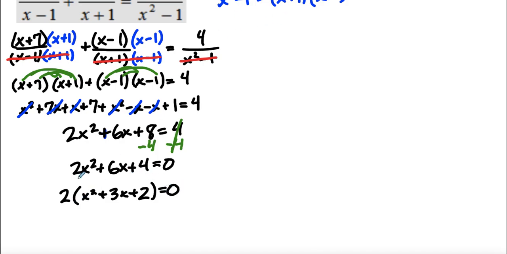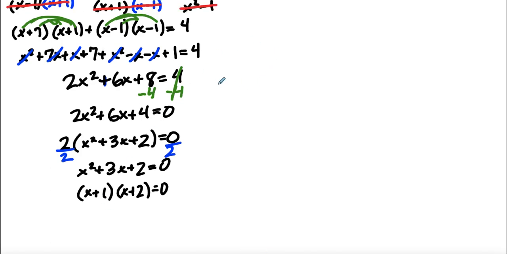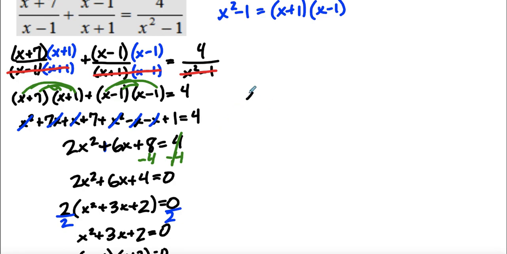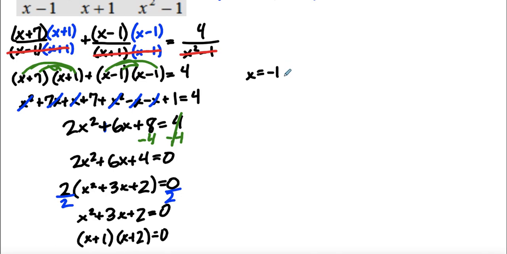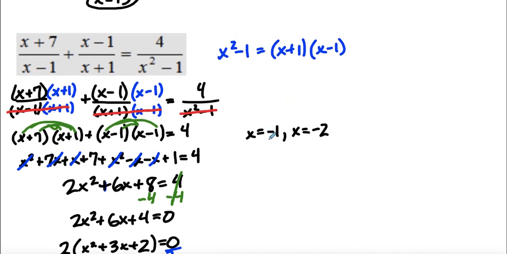Now remember, if you're just solving for 0, you can just divide by 2 again, and now you're actually solving this quadratic. So now I'm almost done here, and I'm going to have x plus 1, x plus 2 equals 0. I'm going to write my solutions up here at the top so we can see them with the function, and that's going to be x equals -1 from here, and then x equals -2.